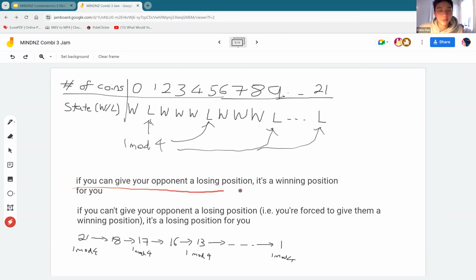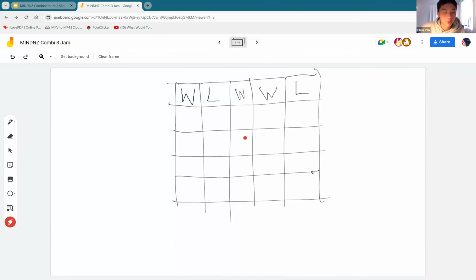It's whether you can give them a losing position or you can't give them a losing position, right? If you can give them a winning position, that's not as important, because we don't really care about giving them a winning position. We care about giving them a losing position. Okay, cool. So Jackie got the right answer for the second row.